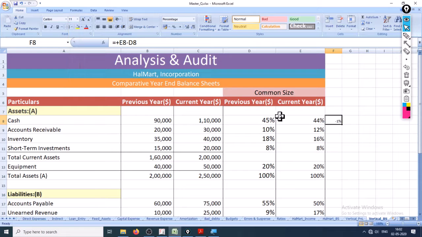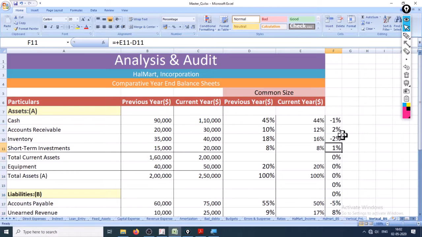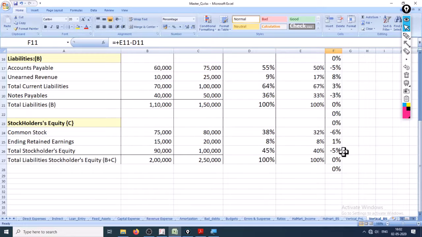Okay, and 20. Oops, what bro? Yeah, good to go. Control C, and let's copy it everywhere. So let's analyze where there is a big change, that is above 5%.